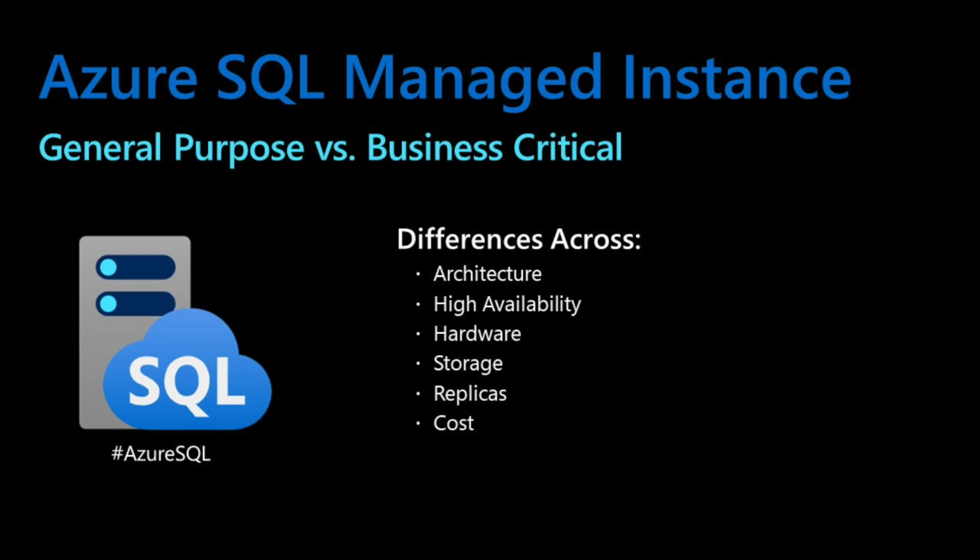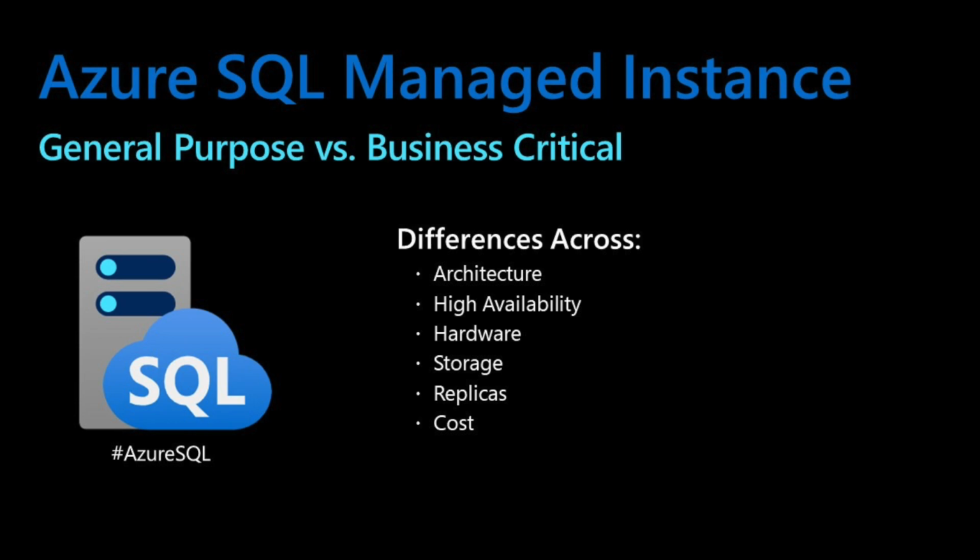So when you go out to the Azure portal to provision Azure SQL Managed Instance, one of the key choices that you will have to make is whether you want to go with the general purpose tier or the business critical tier. So today, we're going to take a look at these two tier options, and we're going to help ensure that you can make the best choice for your workloads. So we're going to be taking a look at the differences across the architecture for the two tiers, the high availability options, the hardware, storage, replicas, and the cost.